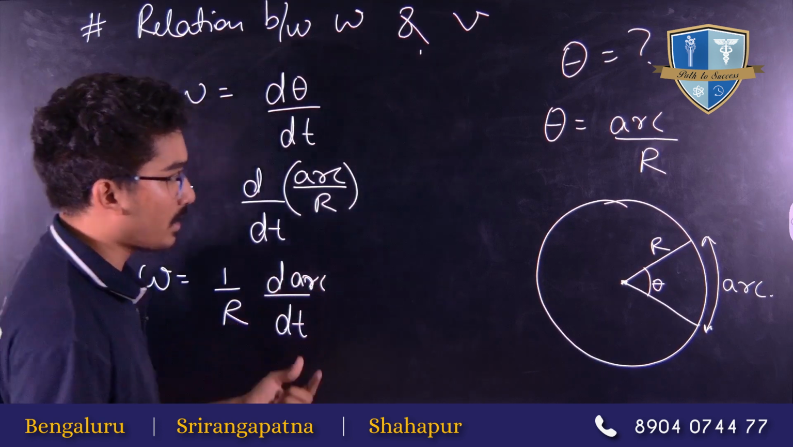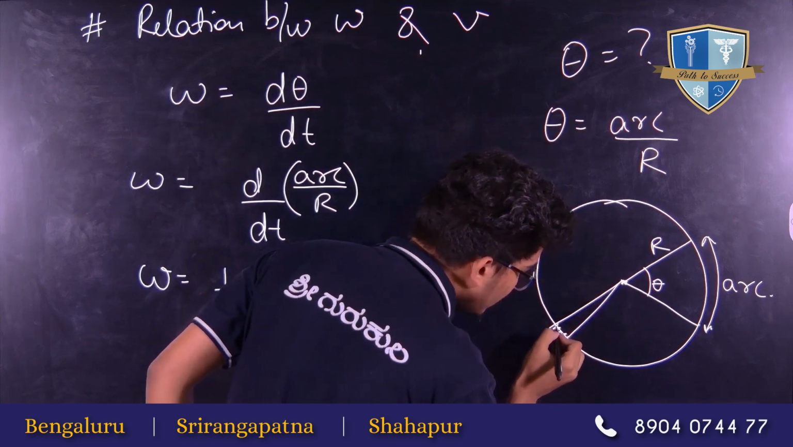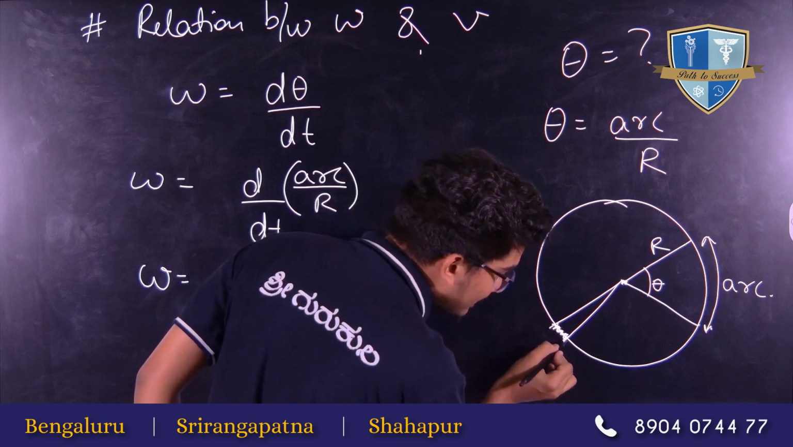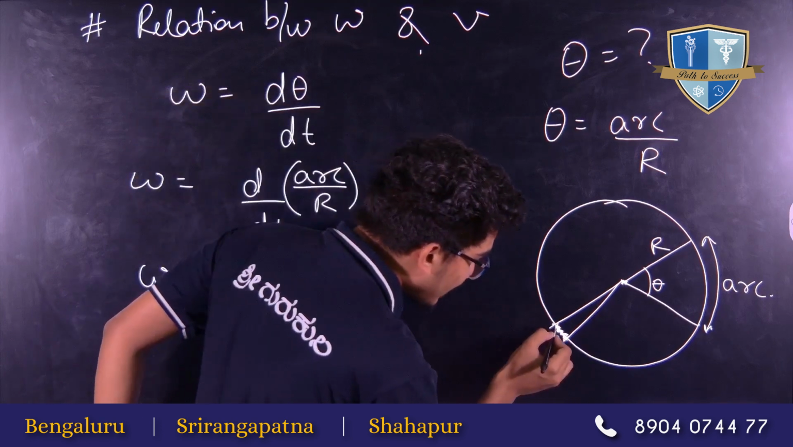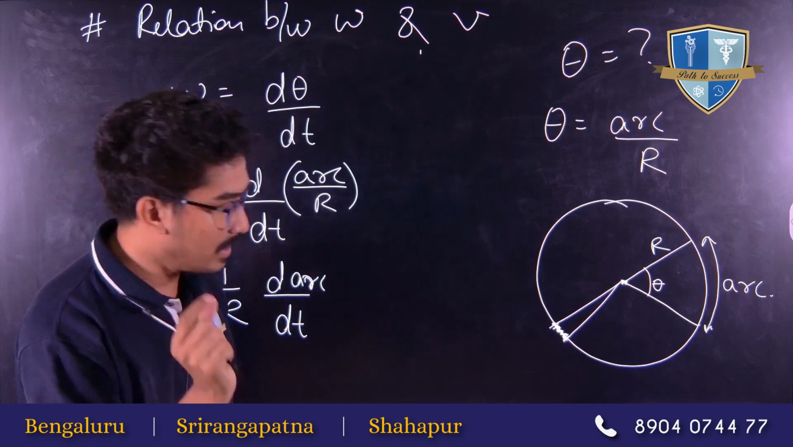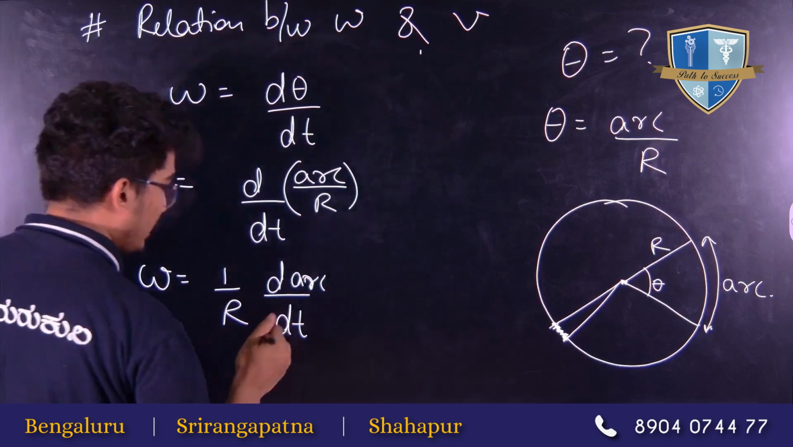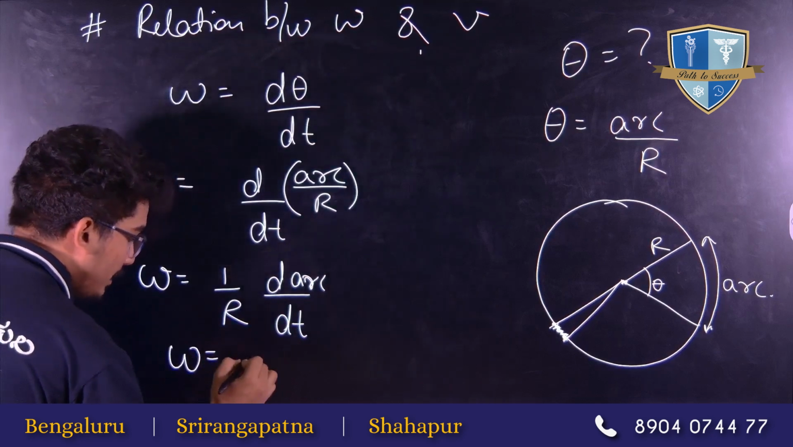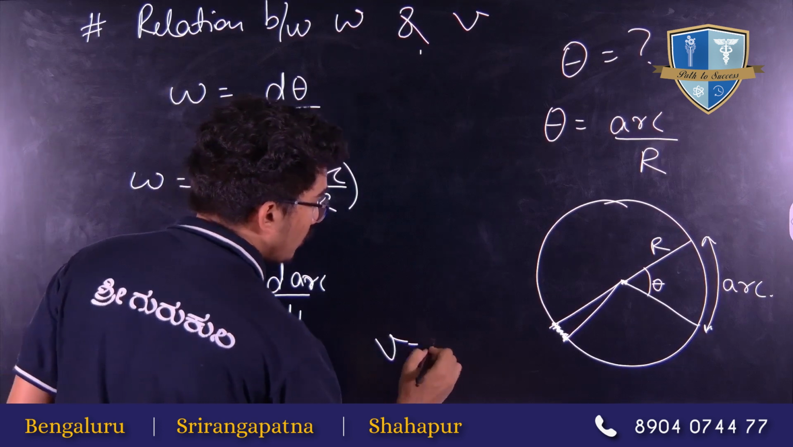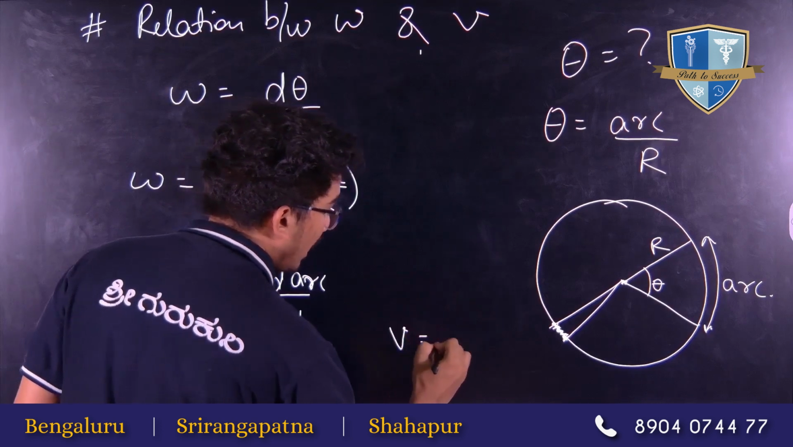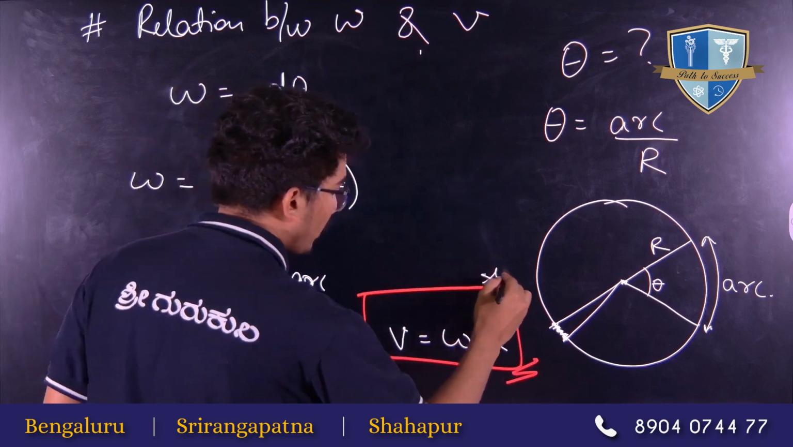Now if we see a very small arc, this is a very small arc. So a very small arc will be a straight line itself, correct? Straight line means it is a very small displacement. It is a very small displacement with respect to time. So displacement with respect to time, what will it give? It will give us a velocity. So omega will be equal to v by r, or we can write v is equal to omega r. So this is our first relation that we are supposed to remember, a very important relation.